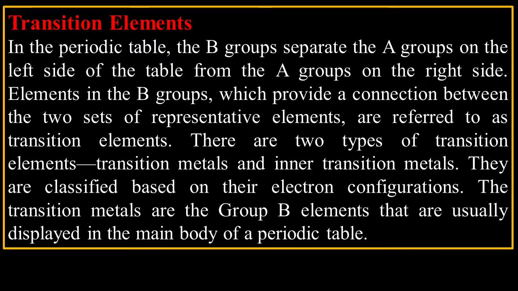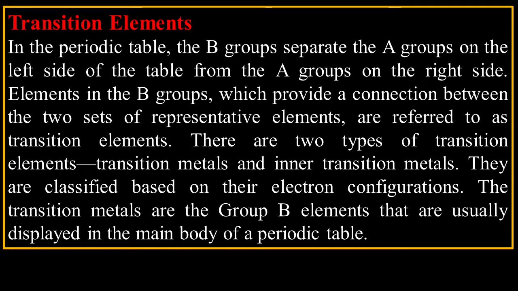In the periodic table, the B groups separate the A groups on the left side of the table from the A groups on the right side. Elements in B groups, which provide a connection between the two sets of representative elements, are referred to as transition elements. There are two types of transition elements: transition metals and inner transition metals. They are classified based on their electron configurations.